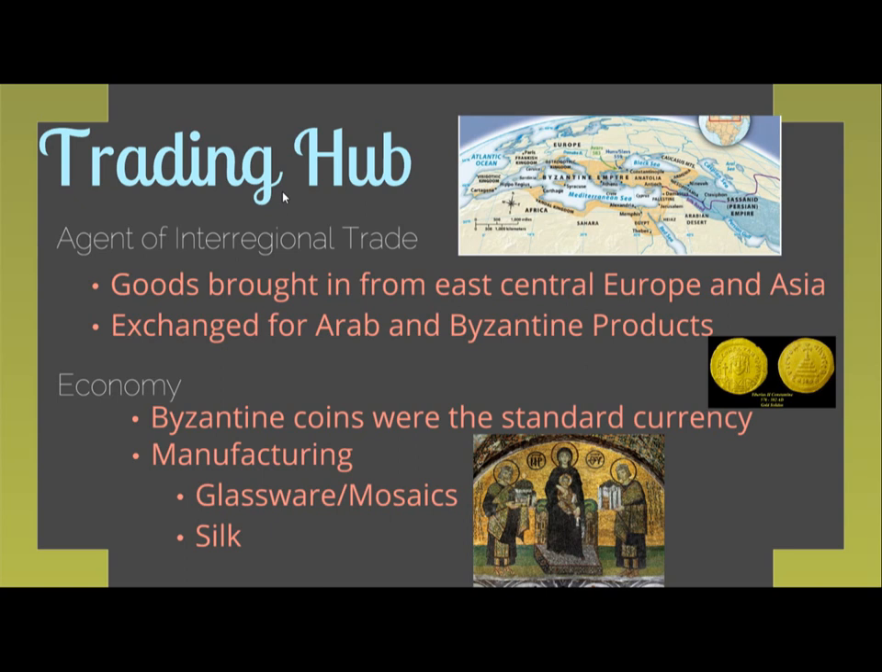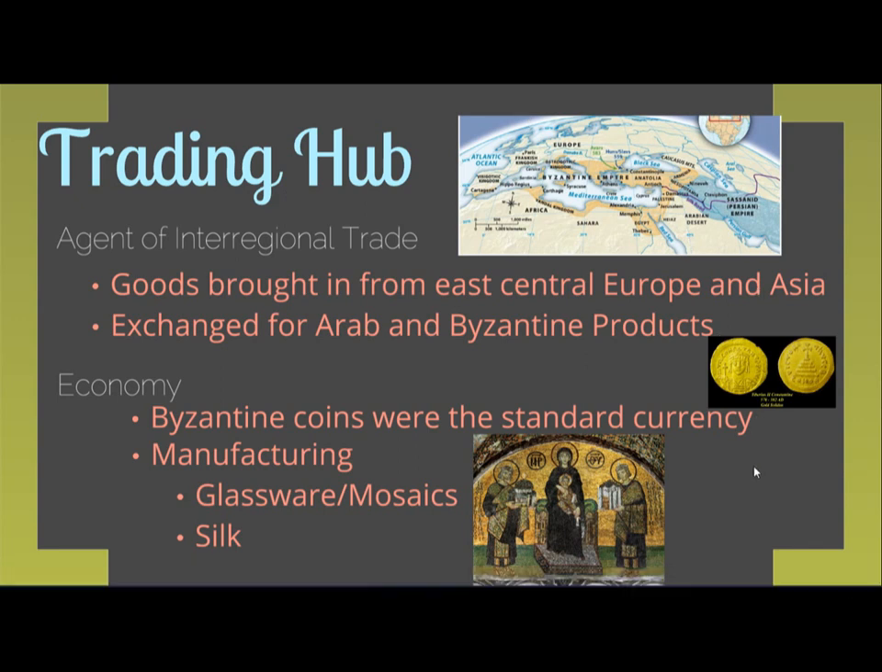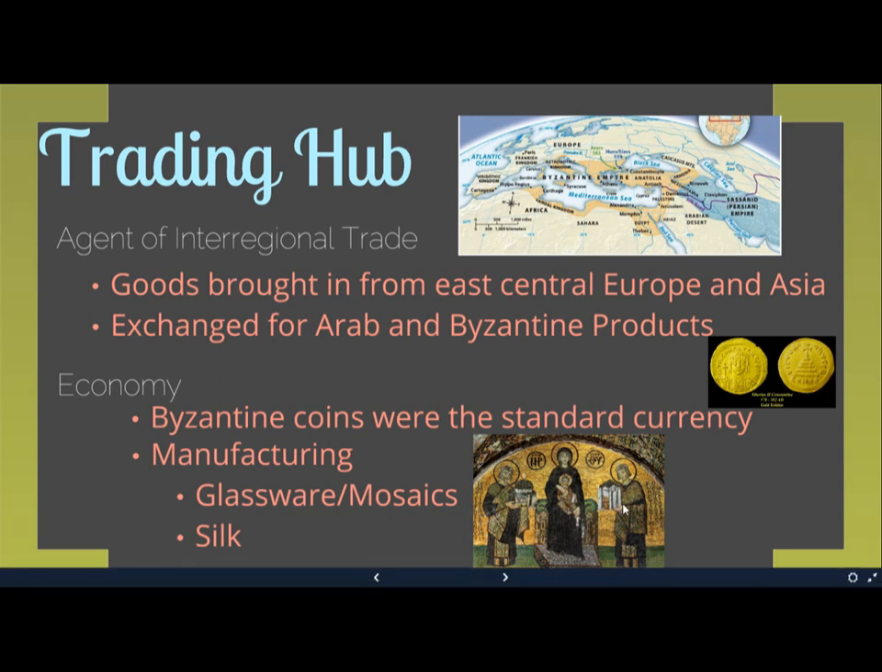The economy will be based off of these standardized coins, which makes trading so much easier, as you can see over here on the right. And they're going to manufacture their own goods and services, like glassware, mosaics, and then silk garments. So you can see a depiction of the Blessed Mother down here with Jesus, and this is in the mosaic style.